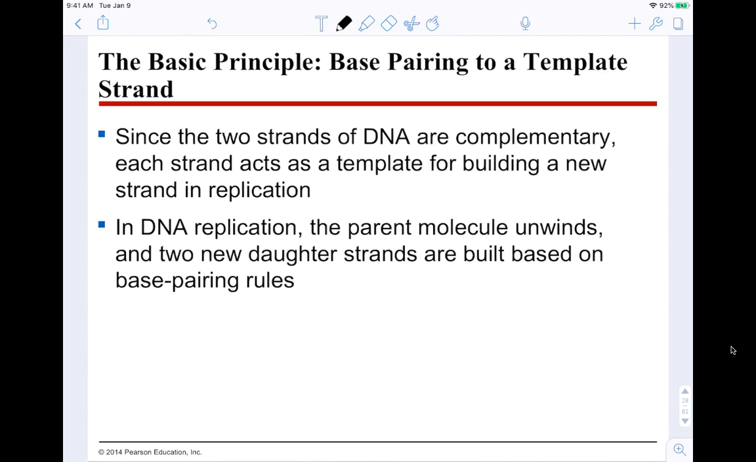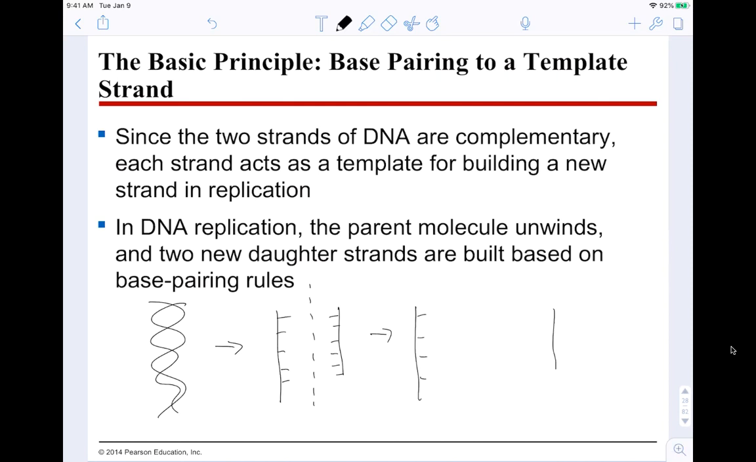So base pairing to a template strand, this is how we are actually going to create the complement. Since the two strands of DNA are complementary, each strand acts as a template for building a new strand in replication. In DNA replication, the parent molecule unwinds and the two daughter strands are built based upon the base pairing rule. So you have your DNA that's like this, and it has to turn into that flat ladder that we've been looking at, where you have the backbones on the outside and then all your little base pairs there. Okay. And so that will break apart and you will have a single strand and a single strand.